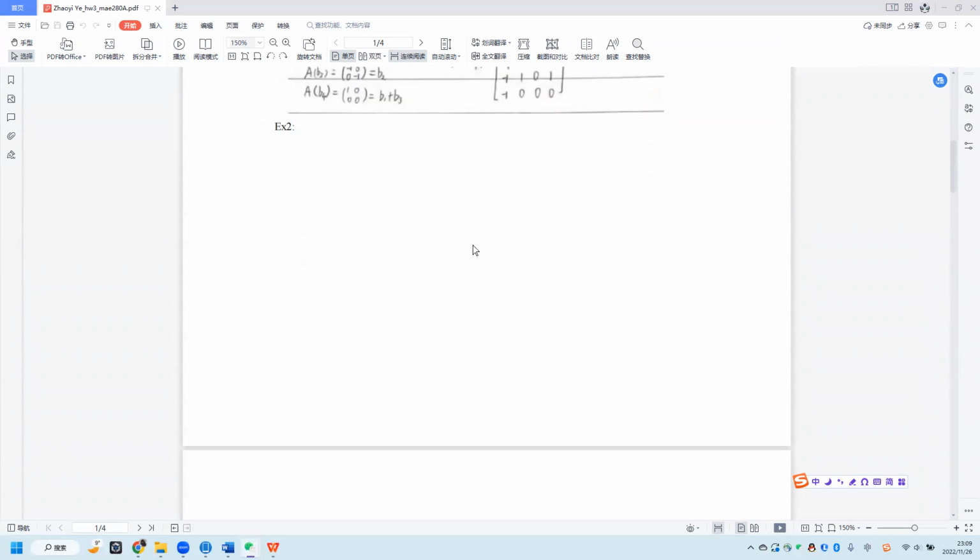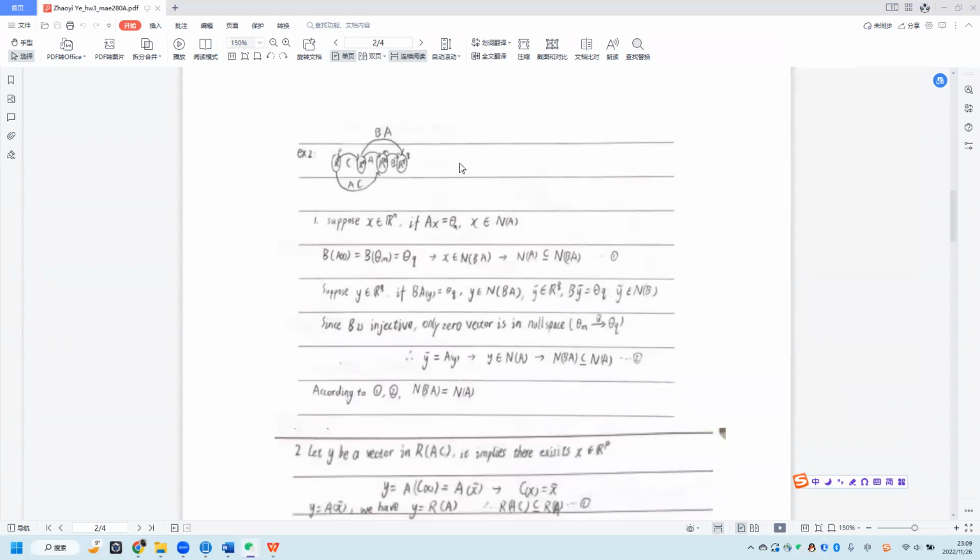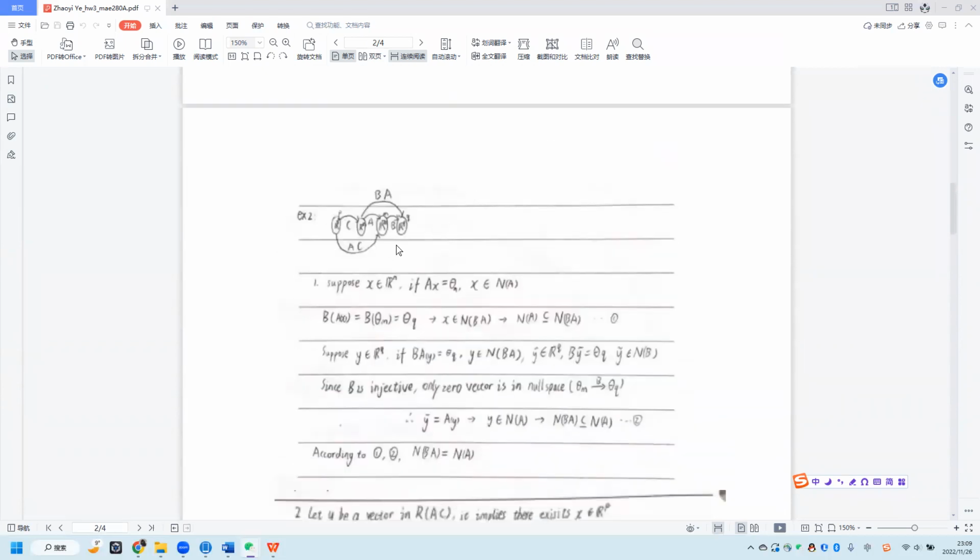And then we come to the second exercise, which is the linear maps and their subspaces. So here is the map generated by the question. This is Rp. By mapping C, we have Rn, and by mapping A, we have Rm, and by mapping B, we have Rq here. So this is the mapping AC, and this is mapping BA.